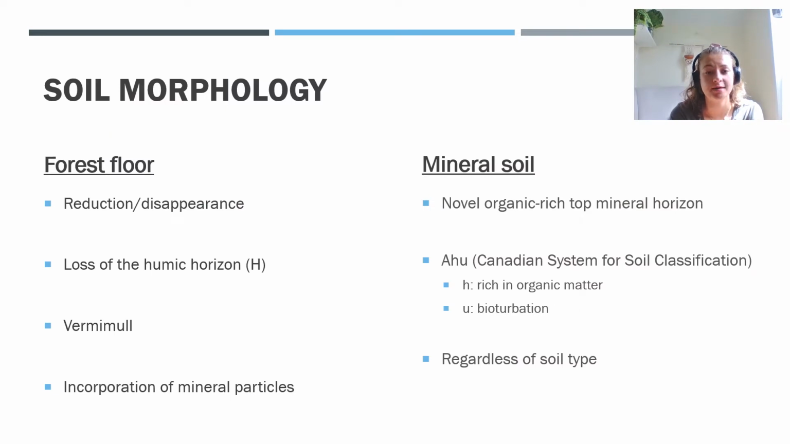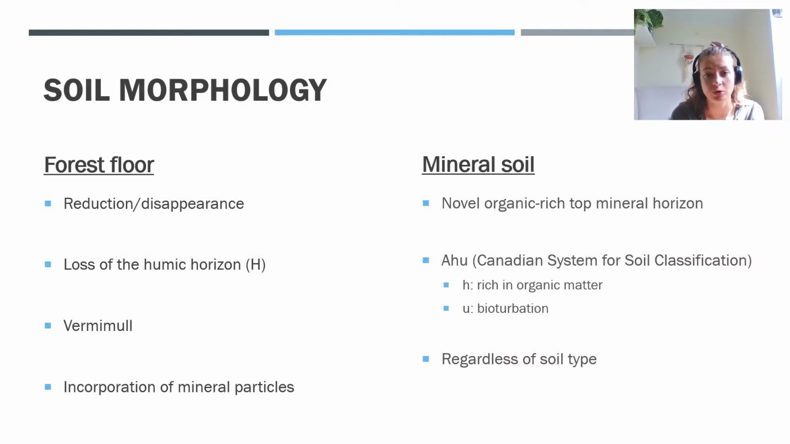To summarize that descriptive part of our research, we observed that the forest floor was greatly reduced following invasion and even disappeared in extreme cases. The structure of that forest floor also changed. There was a loss of the humic, so the most decomposed horizon, and an overall simplification of the structure.